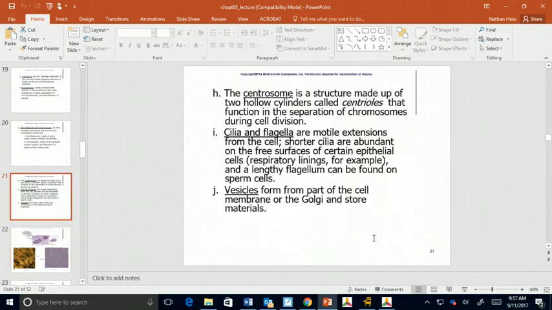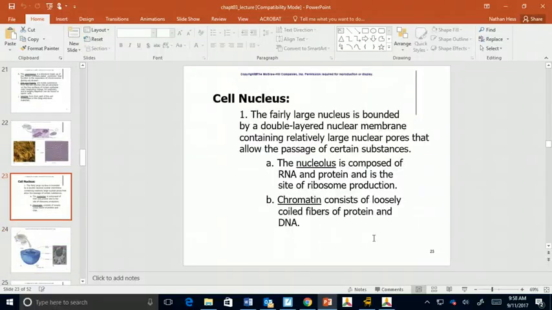Let's zip back down here. Oh, there we go. Good. And again, we already talked about vesicles. Vesicles being those parts of the cell membrane or the Golgi apparatus, they're just like little sacs. They're storing little parts. Excellent. That was as far as I wanted to go with you. Well, we'll talk about the nucleus. We'll go quick through the nucleus here.